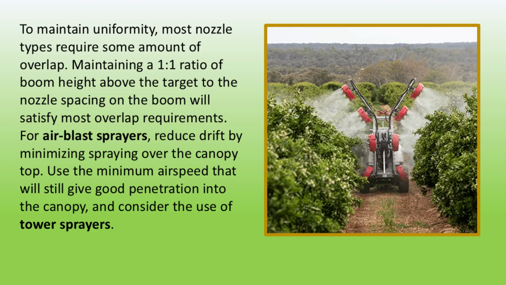To maintain uniformity, most nozzle types require some amount of overlap. Maintaining a 1-to-1 ratio of boom height above the target to the nozzle spacing on the boom will satisfy most overlap requirements. For air blasters, reduce drift by minimizing spraying over the canopy top. Use the minimum airspeed that will still give good penetration into the canopy, and consider the use of tower sprayers.